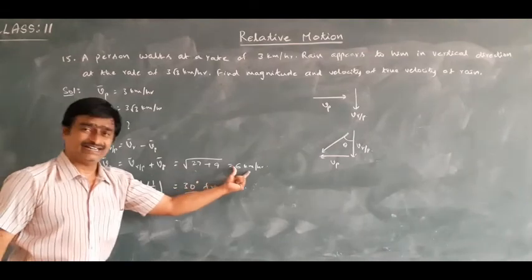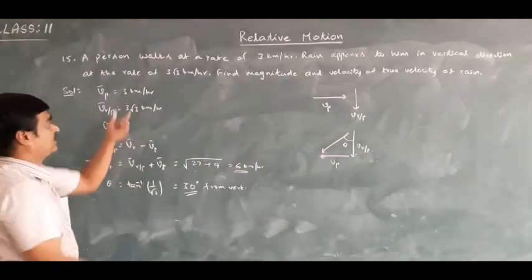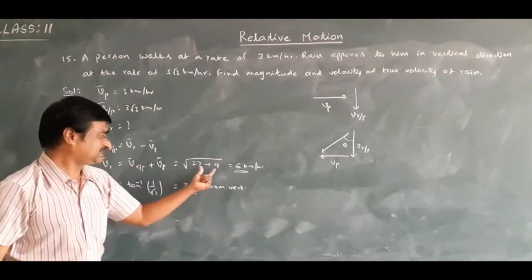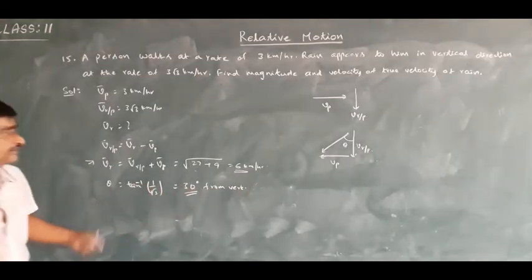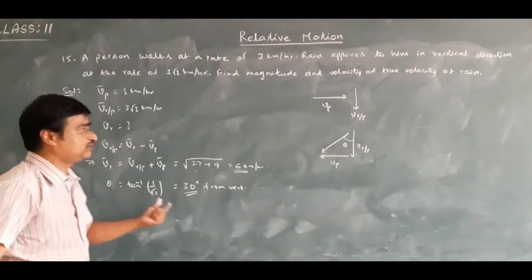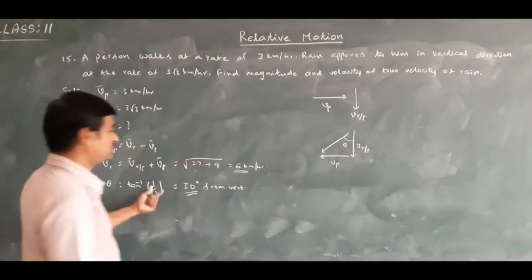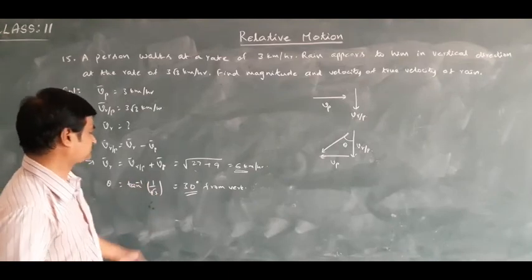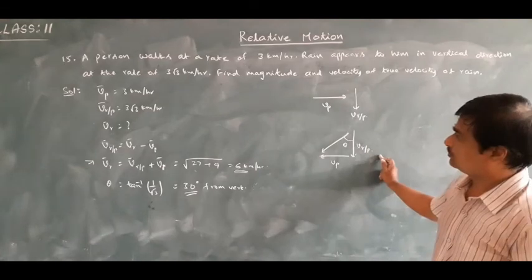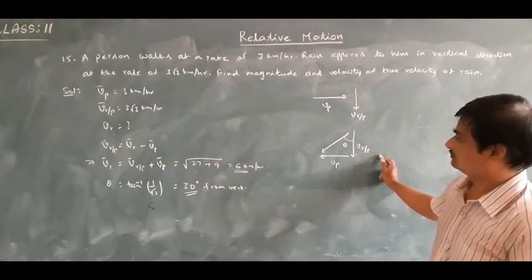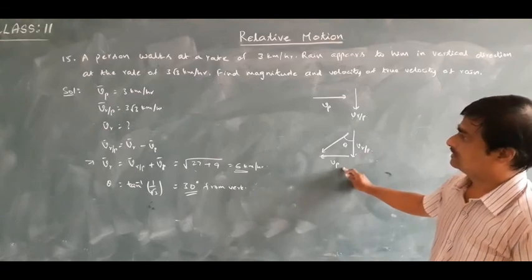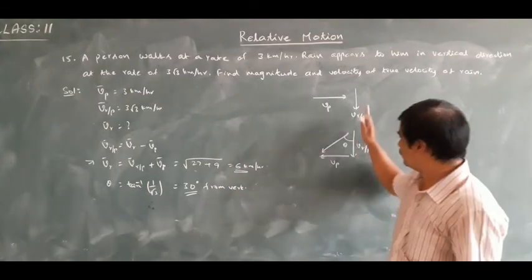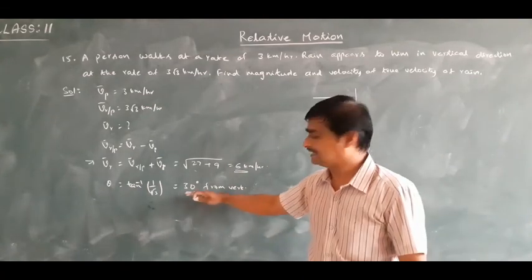At 90 degrees, from these two values we can get root of 27 plus 9, that is 6 kilometers per hour. Then from this triangle we can calculate tan theta equal to this value, so theta is tan inverse of 3 by 3√3, of course in the reverse direction. Okay. Theta from vertical: it is at an angle of 30 degrees.